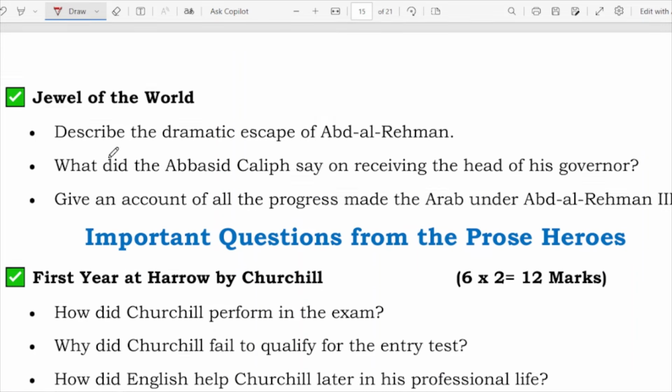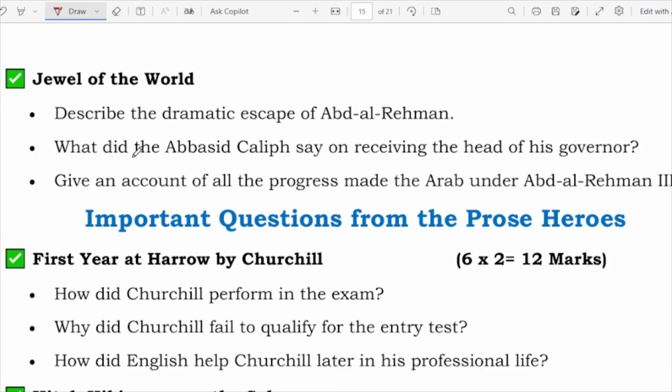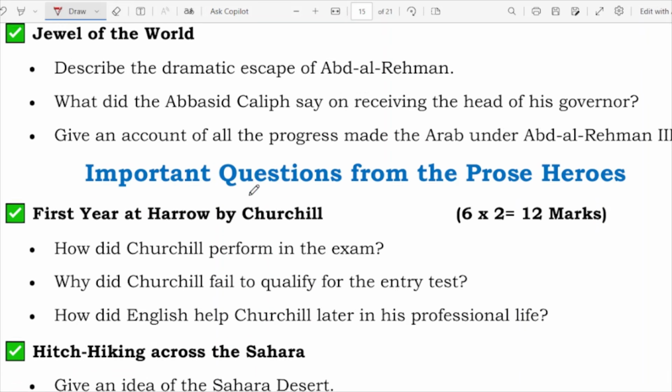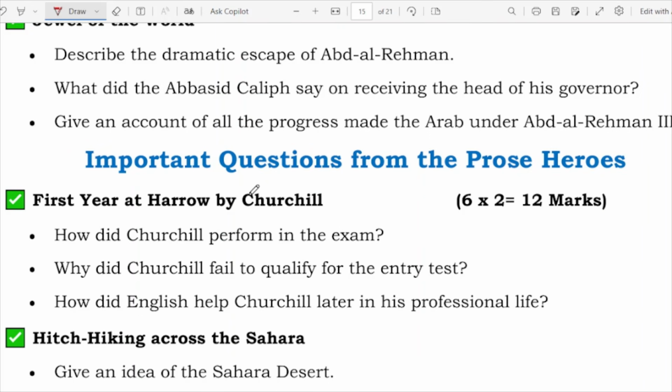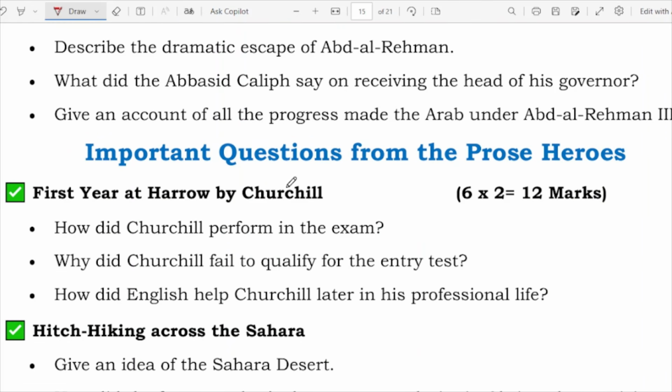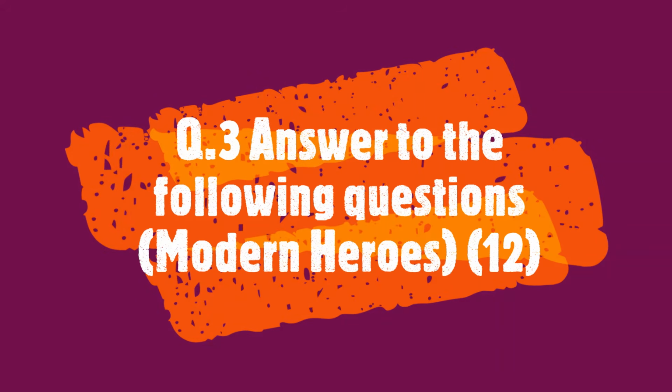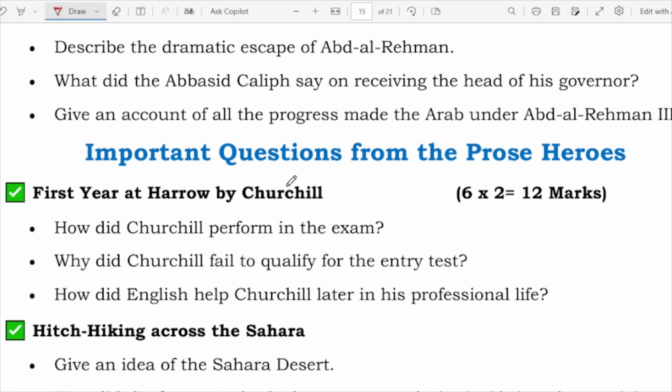Describe the dramatic escape of Abdul Rahman. What did the Abbasid Caliph say on receiving the head of the governor? Give an account of the progress made by the Arabs under Abdul Rahman III. Now the next one is from modern prose, My First Year at Harrow.